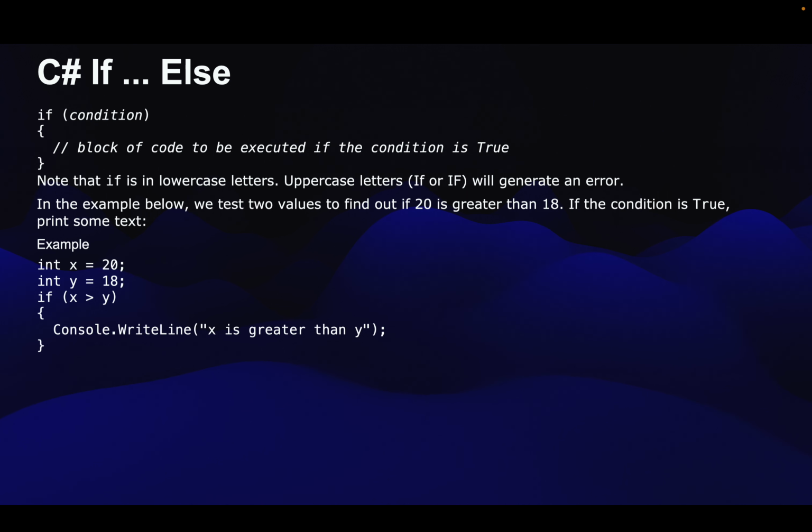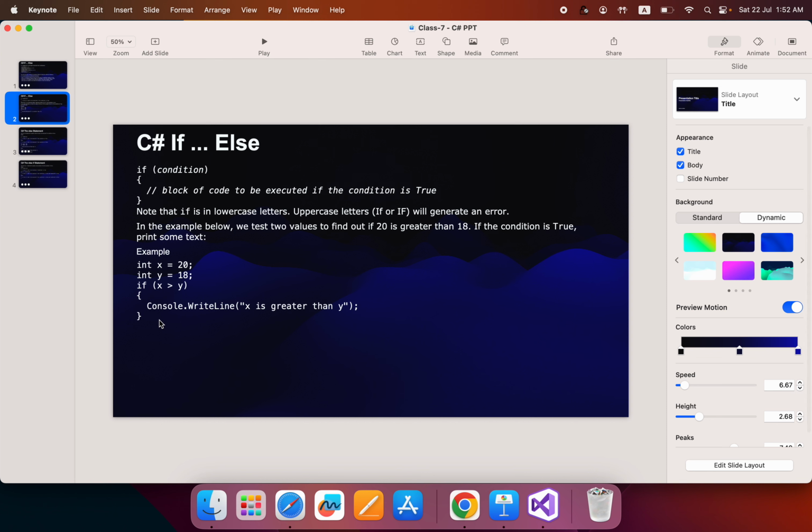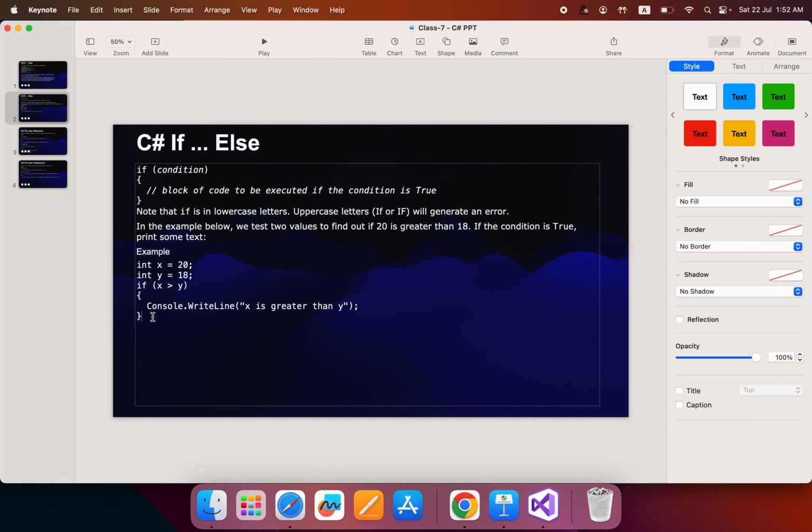So let's take this example, int x equal to 20 and y equal to 18. So we are going to check x greater than y, then this code should be executed. So let's try to run this in Visual Studio and we'll see the result output.